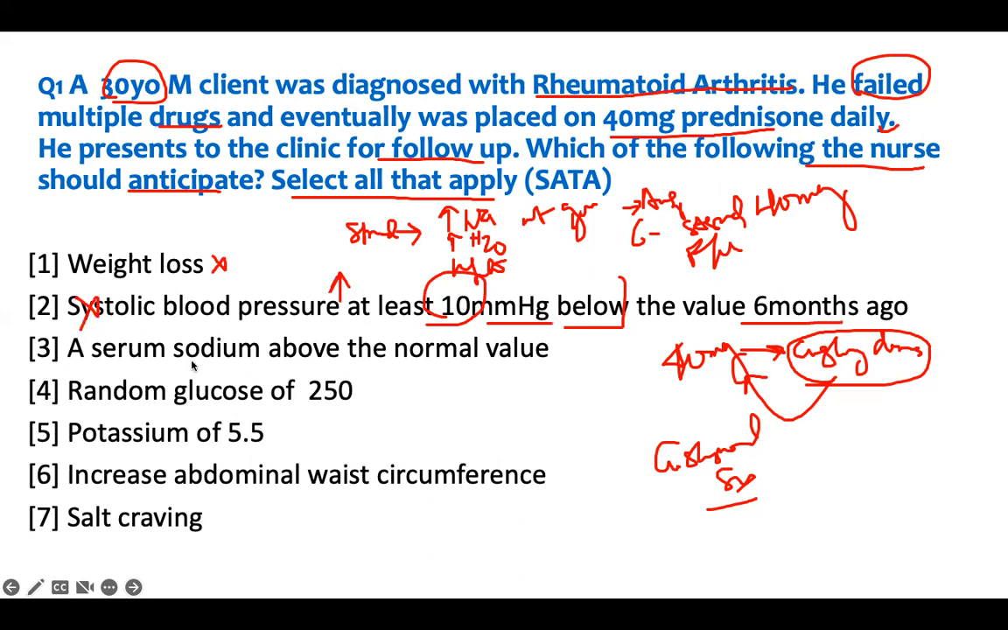A serum sodium above the normal value. Yes, they don't give you the number. So as far as they say it's above the normal value, I'm picking this answer. Random glucose of 250. That is too high. 200 is the diagnosis for diabetes. So 250, yeah, that is expected because you need more glucose in the steroid form. That's why they have too much glucose.